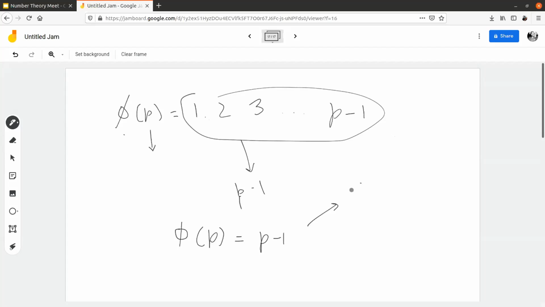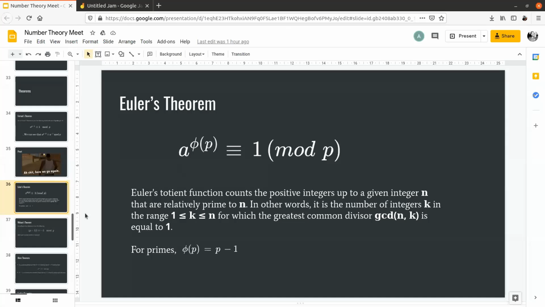So that gives me a to the power phi of p is equivalent to 1 mod p, that is, a to the power p minus 1 is equivalent to 1 mod p. So what I did is that I proved that Fermat's theorem is basically a special case of Euler's generalization. We'll explain more about what phi p is and how to find the phi function later, when we talk about number theoretic functions and primes in the next meet, I guess.